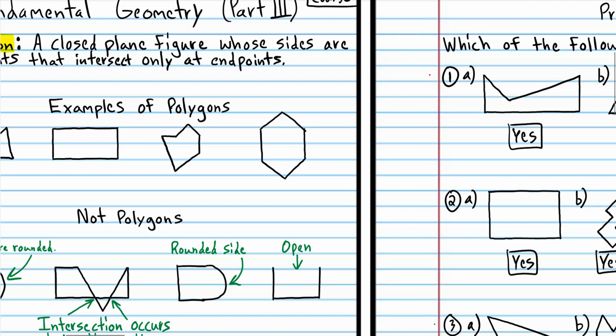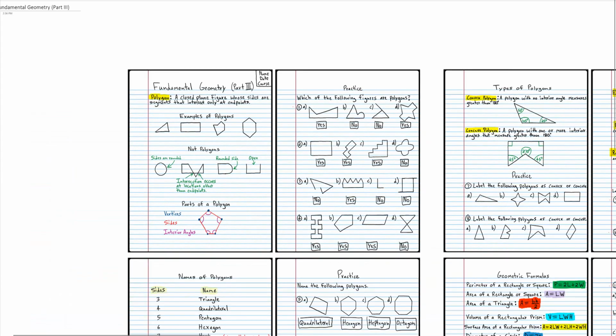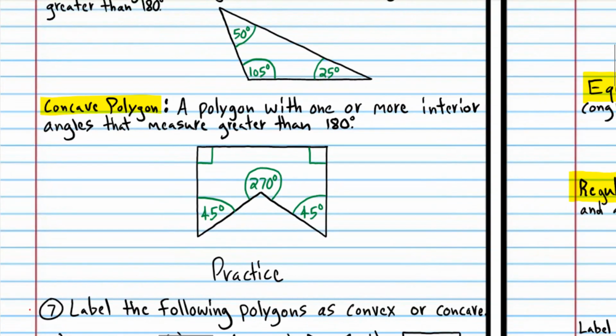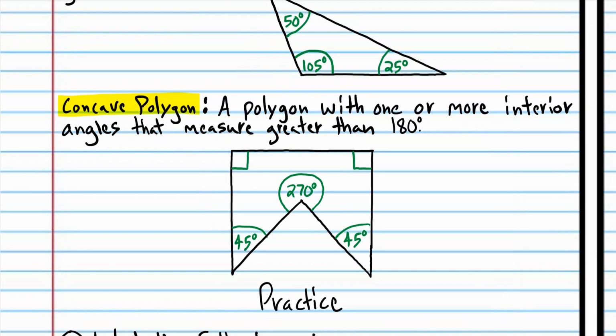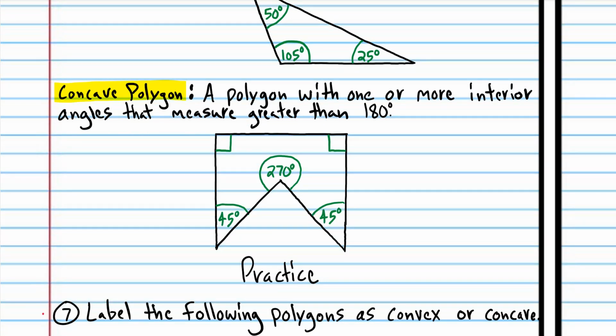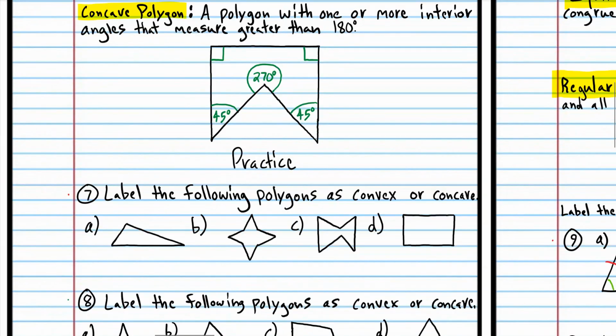If you have one or more angles inside a polygon that are greater than 180 degrees, for example, this angle here is 270 degrees, then we call that a concave polygon. And when you have an interior angle that's greater than 180 degrees, it makes it look like the polygon is caved inwards, like you see here. So we call that a concave polygon. So let's do some practice here.